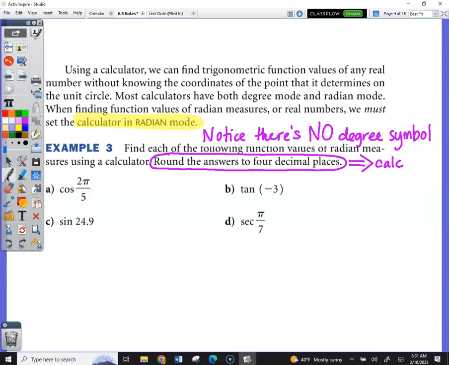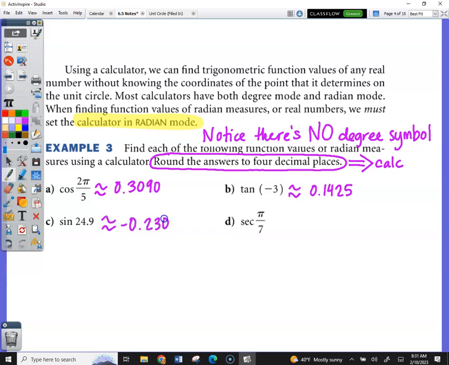Okay. So have you tried all 4? Or have you tried the first 3? You're going to 4 decimal places. You try them before you look up here. And then look up here and see if you got the same thing.